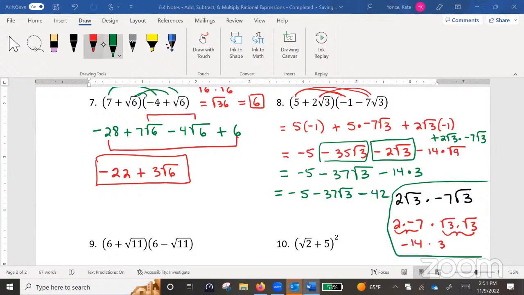And these two are like terms now, right? Negative 5 and negative 42. Square root of 9. So up here when we did 2 square root of 3 times negative 7 square root of 3, here's 2 square root of 3 times negative 7 square root of 3. So 2 times negative 7 is negative 14, right? You see that, Giselle? And then square root of 3 times square root of 3 is square root of 9, right?